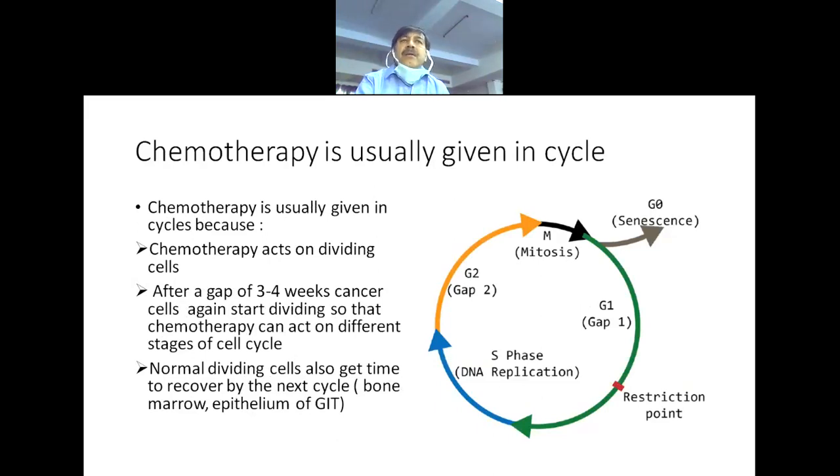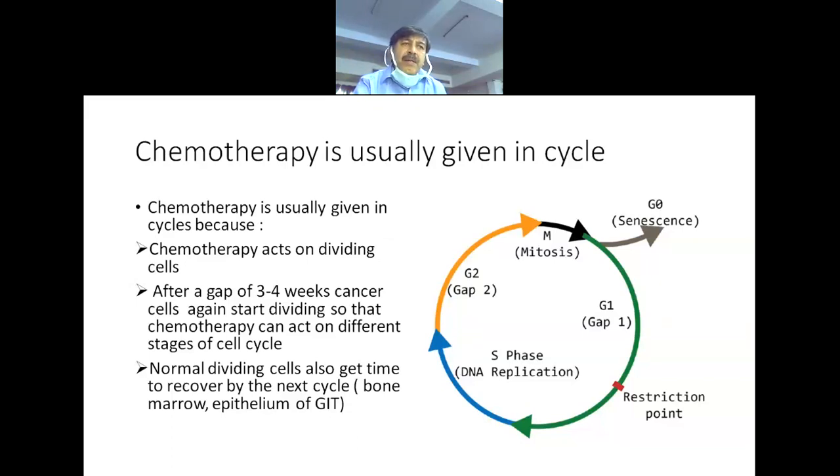Another thing is that chemotherapy is given in cycles. It means the daily dose is not given continuously for a week or 2 weeks or 3 weeks, but it is given in cycles after an interval of 3 to 4 weeks. The reason for this is that after a gap of 3 to 4 weeks, the cancer cells start dividing again, and we know that this chemotherapy acts on the dividing cells.